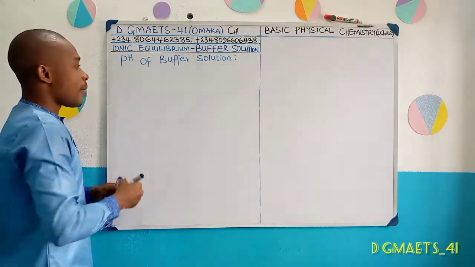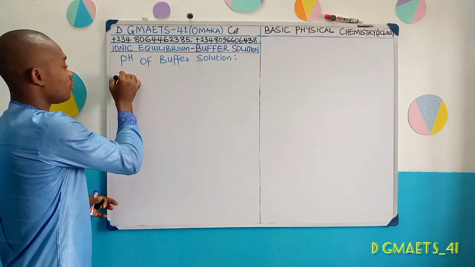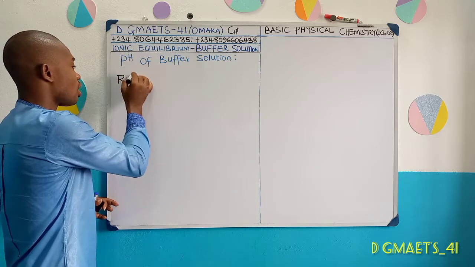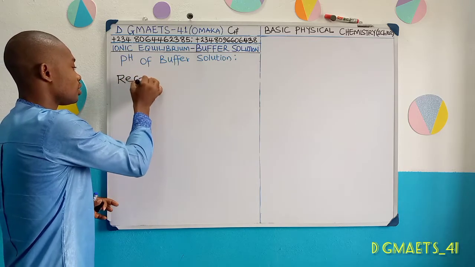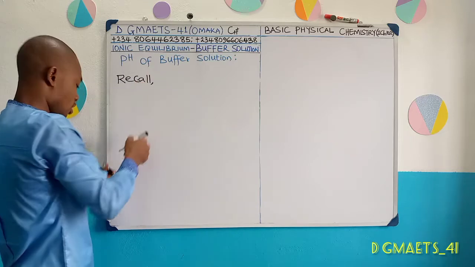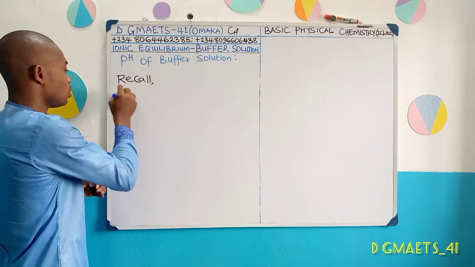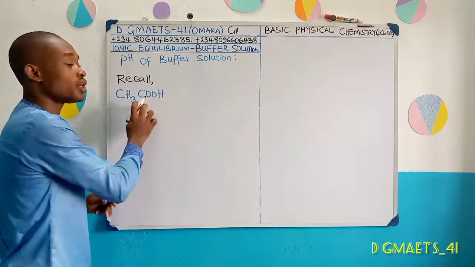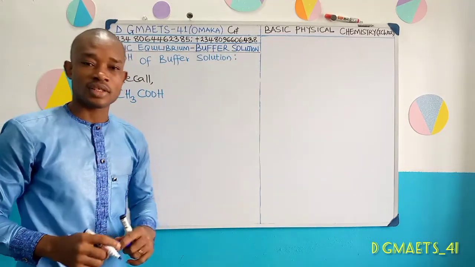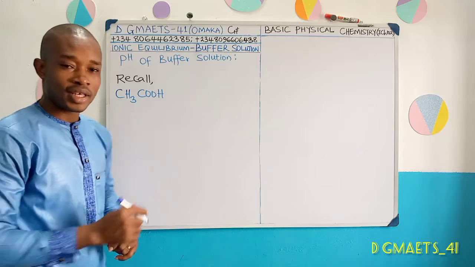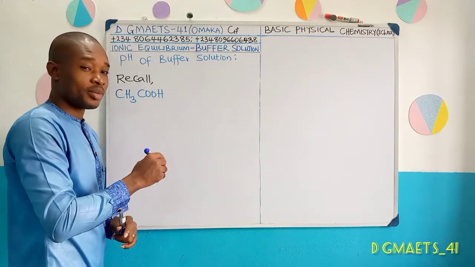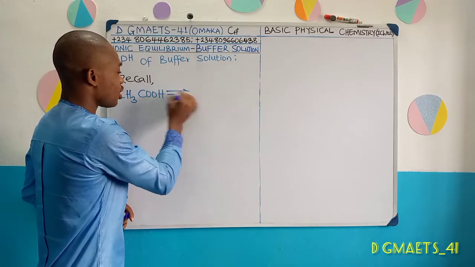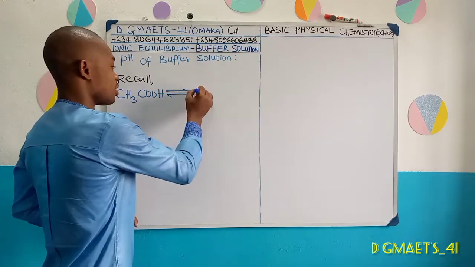So make I write, say recall, means say make you remember. Recall, if I give you CH3COOH, now this one we call acetic acid or ethanoic acid. That acid, you know, is not strong, na weak acid. But make you not go look for am drink. Okay, so it will give us something like this.